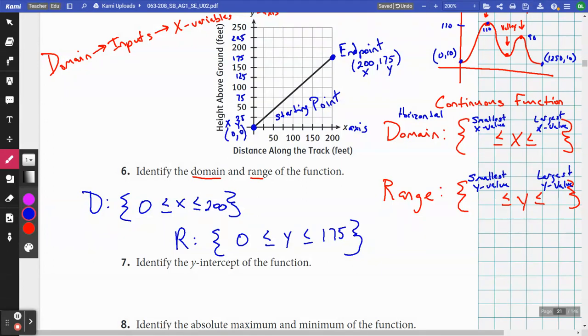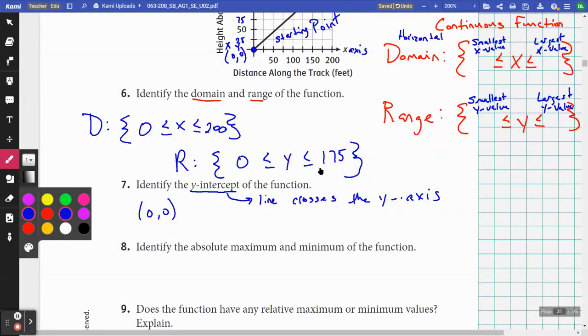It says identify the y-intercept. Again, remember your y-intercept is where the line crosses the y axis. Where does this line cross the y axis? Right here at 0, 0. So what is the y-intercept? 0, 0.